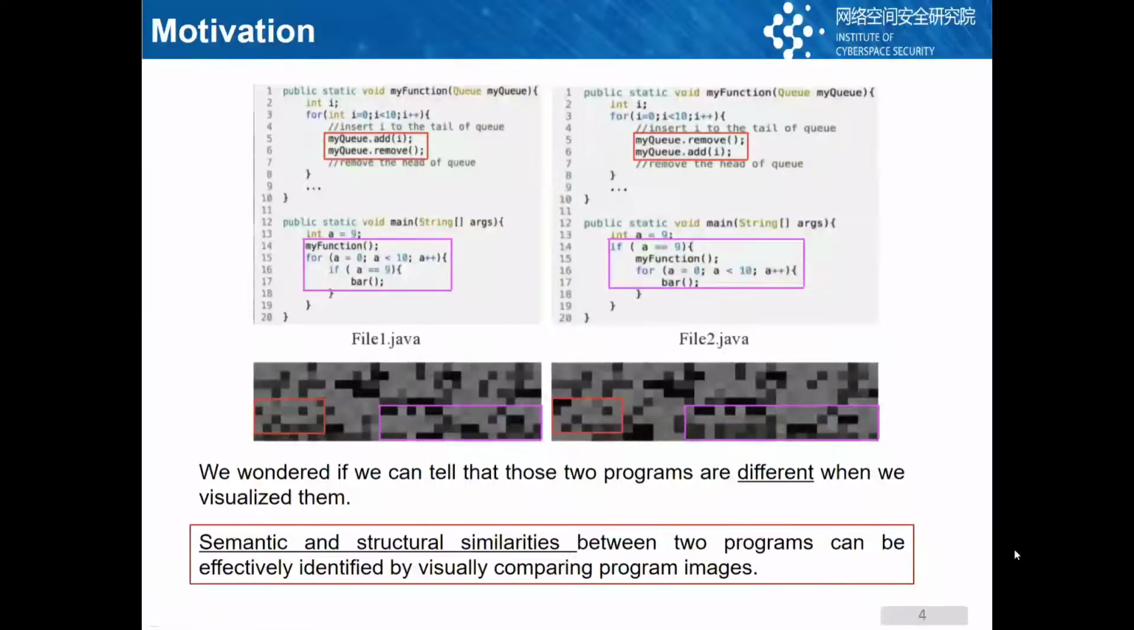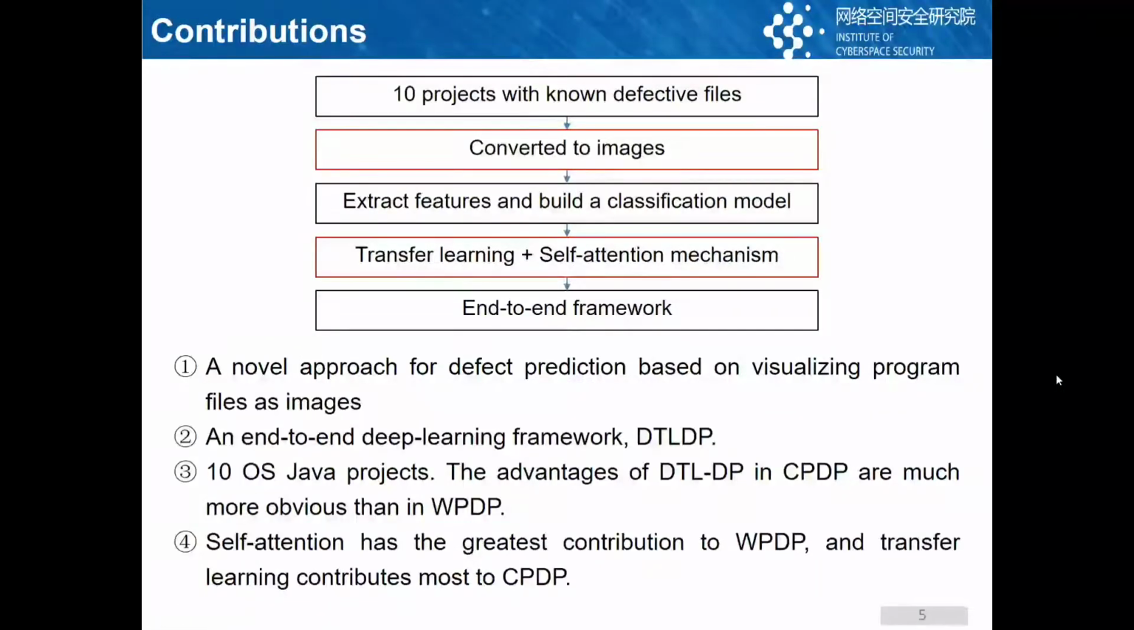As we all know, most prediction methods build prediction models based on modules in the source code and historical development data at different levels of modeling. We wondered if we can tell that those two programs are different when we visualize them. From the observation of the above two images, both semantic and structural similarities between two programs can be effectively identified by visually comparing program images. From this surprising observation, we prepared to use an end-to-end deep learning model as our basic method.